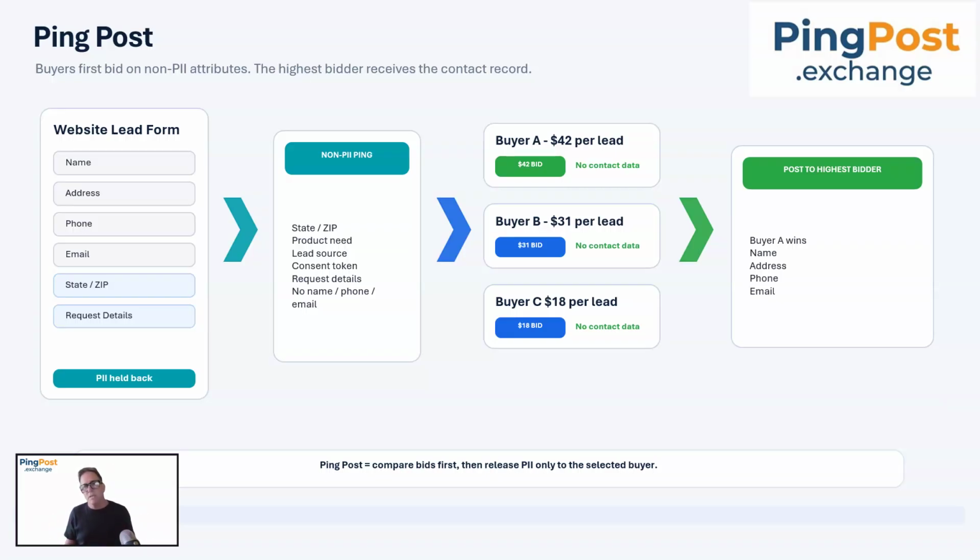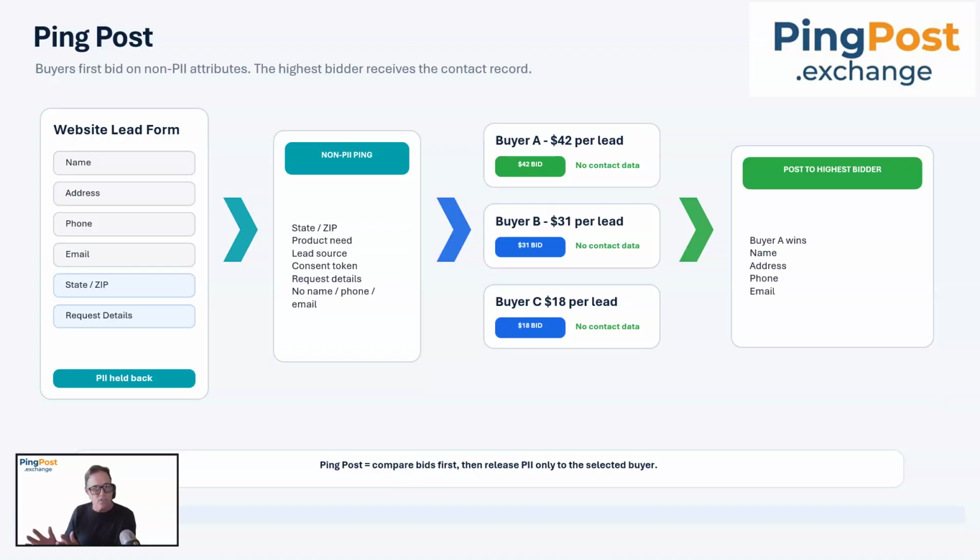The evolution of ping posts came along many years ago. And what does this do? So somebody goes to your lead form, could be any category, B2B, B2C, doesn't matter what it is. They fill out their name, address, email, phone, their PII, along with the requested details of what it is that they're looking for, say a free quote. What happens here is we take this information about their zip code, what type of lead it is? We look at the consent tokens, all the technology that's built into the page, but we pass all of this information to all of the buyers at once.